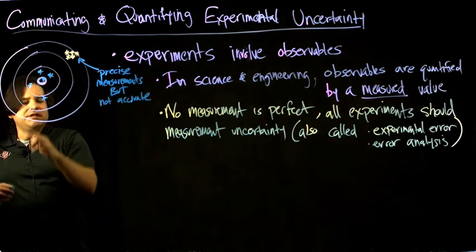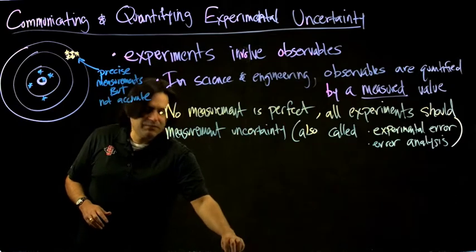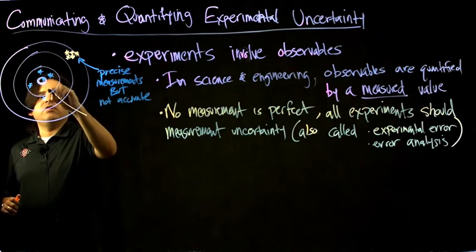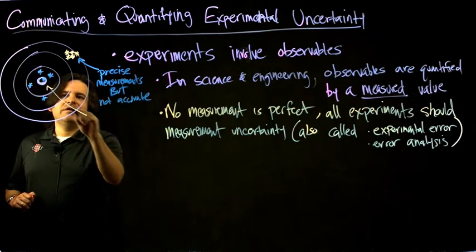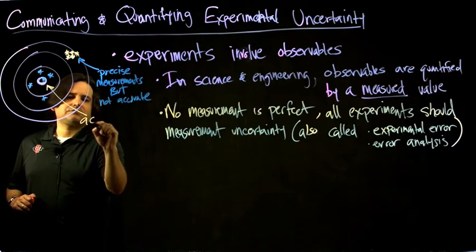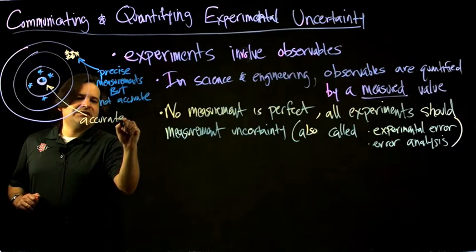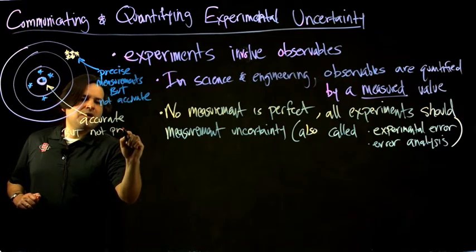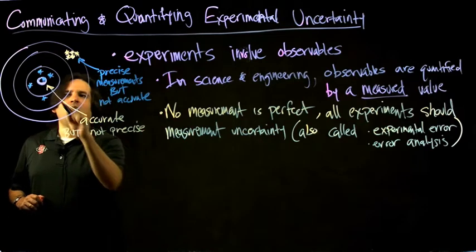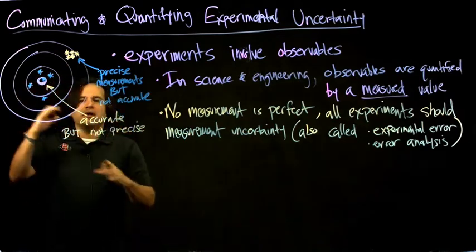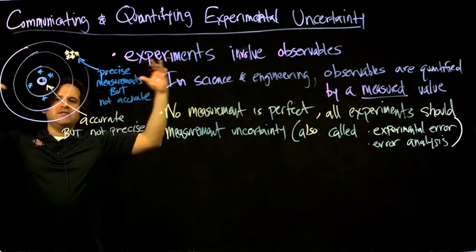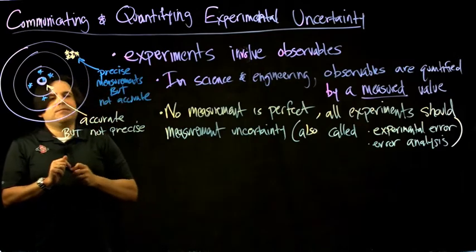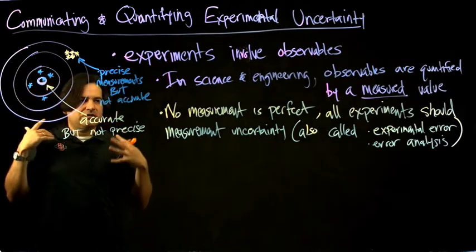This set of experiments here is accurate, meaning that assuming this bullseye is the truth, even though we are scattered, we are accurate in this set of measurements. So this is an accurate set of measurements, but it's not precise, because we're getting a scatter that's pretty wide. We get a wide range of values, but they don't deviate away from the expected value. So those are two extreme cases.